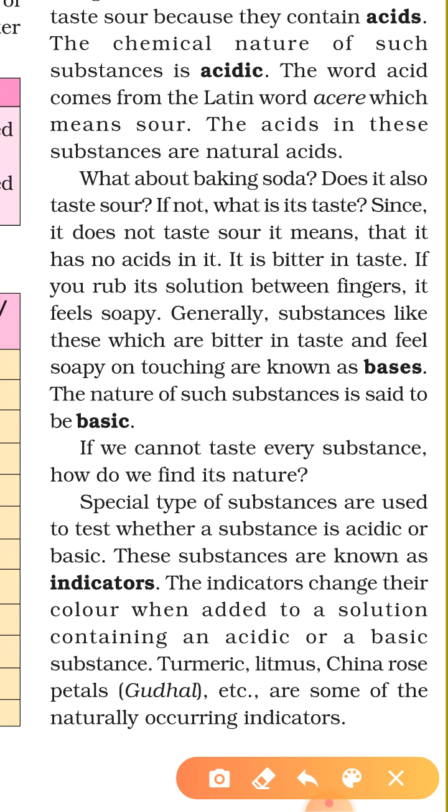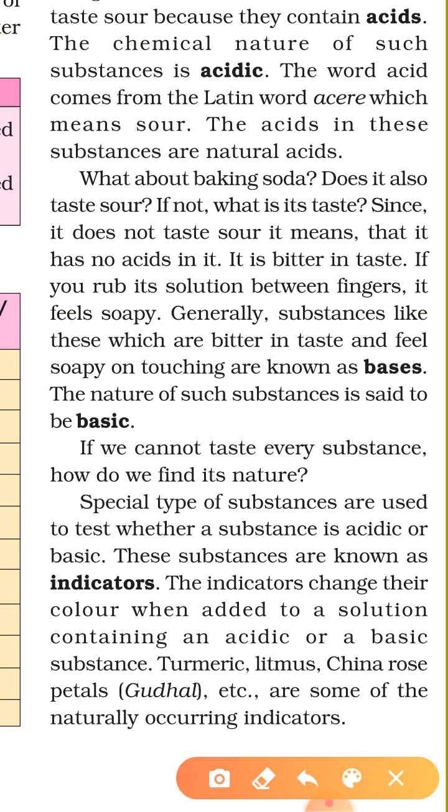The substances which we can't taste, we can identify by using indicators. So what are indicators? Indicators are substances that change their color when we add them to acidic and basic substances. Indicators are of two types. One is natural indicator, another is artificial indicator.